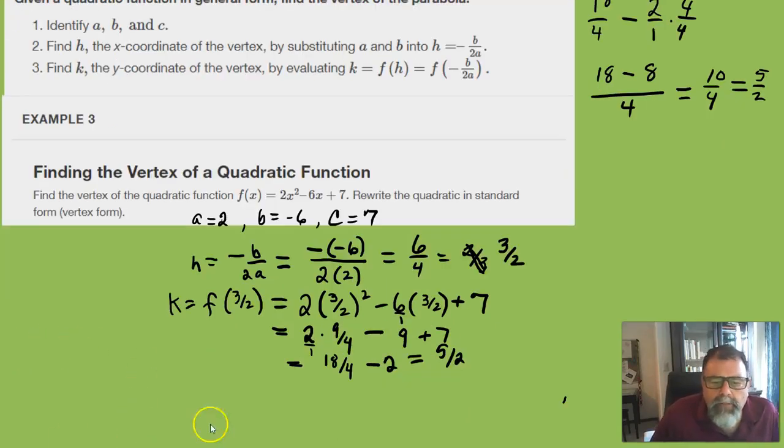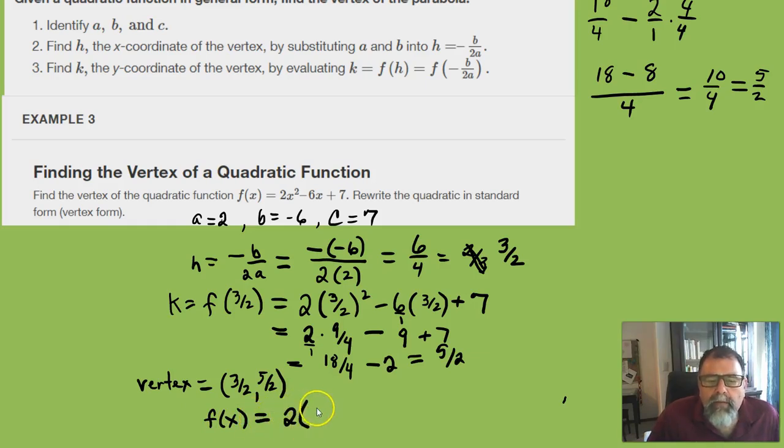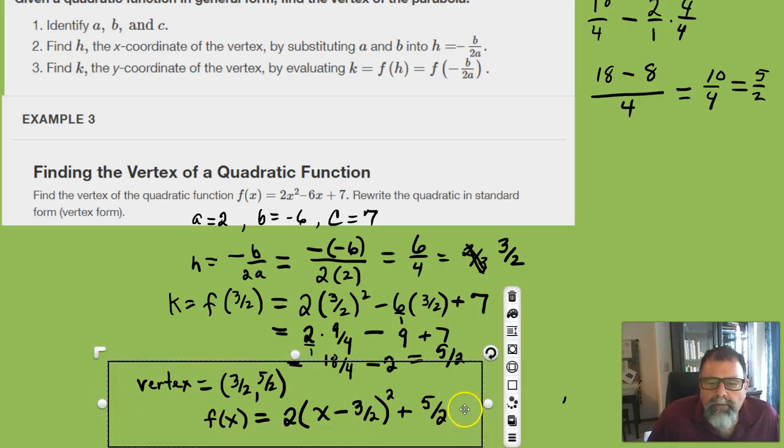Okay, so now we know the vertex. Remember h, k, we just figured it out. So the vertex is h is 3 halves, k is 5 halves. And then they want us to write it in standard form. So our standard form would be f of x is equal to a, a doesn't change, so a, and then x minus h, so x minus 3 halves, squared, plus k, which is 5 halves. And then that is our answer there, both of these.